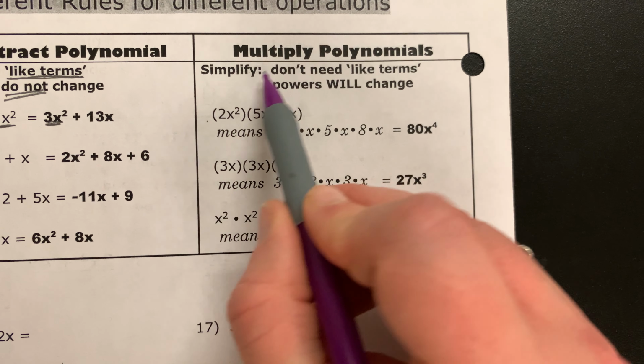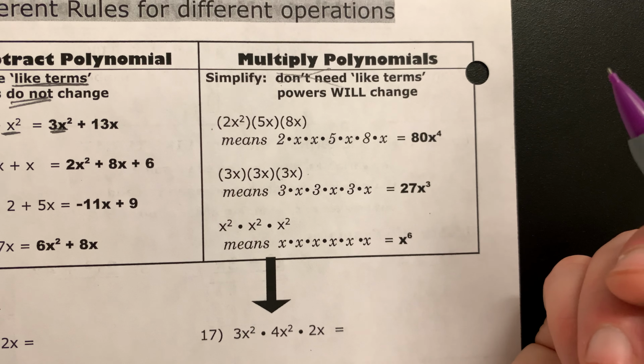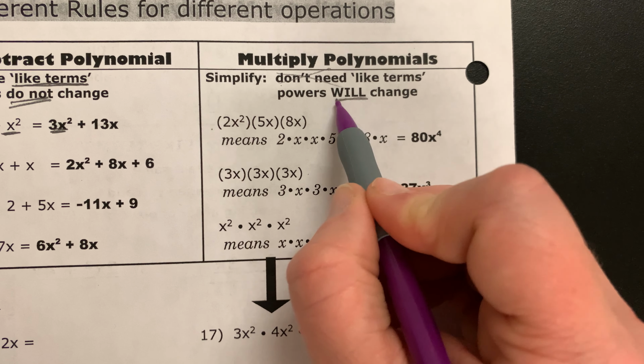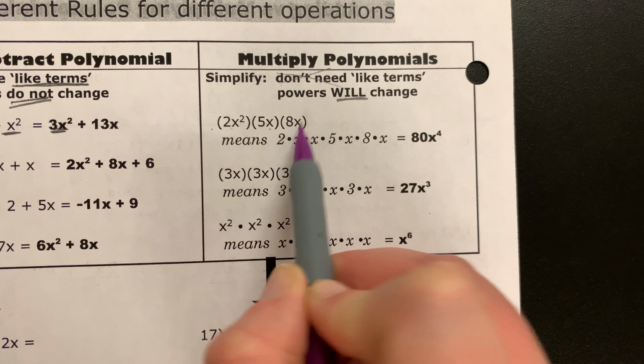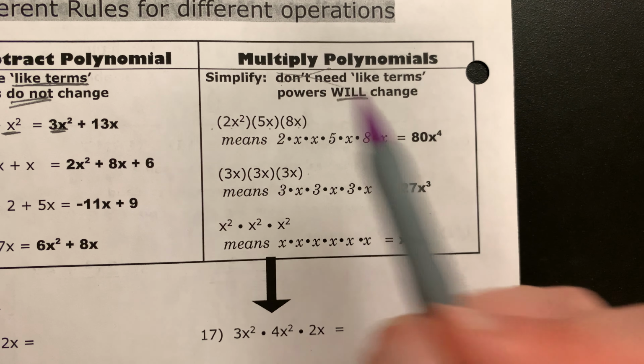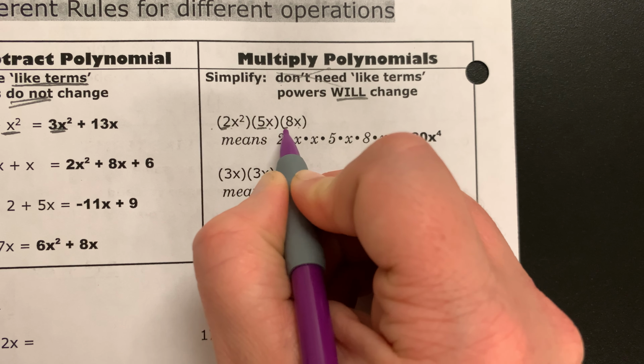Now, when we're multiplying, we have different rules. When we're multiplying, we don't need like terms. It doesn't matter if they're like terms. We don't need them. Okay, and our exponents will change. So here's an x squared, there's an x, there's an x. Doesn't even matter if there was a y. They don't have to be the same. I can multiply all my big numbers together.